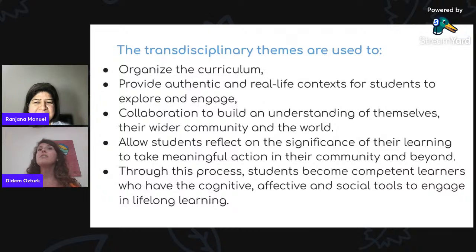Okay, and the transdisciplinary themes are used to organize the curriculum, provide authentic and real-life context for students to explore and engage in collaboration to build an understanding of themselves, their wider community, and the world, and allow students to reflect on the significance of their learning to take meaningful action in their community and beyond. And through this process, students become competent learners who have the cognitive, affective, and social tools to engage in lifelong learning. I think when we look at all these concepts and these transdisciplinary themes, how to use them, it sounds just amazing. And now when it comes to planning and implementing, let's see how we do that.